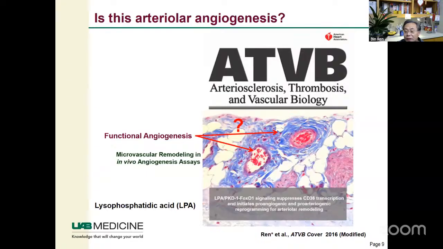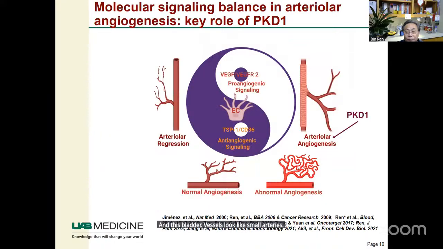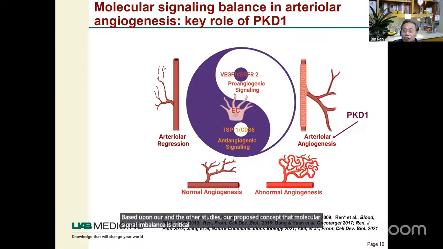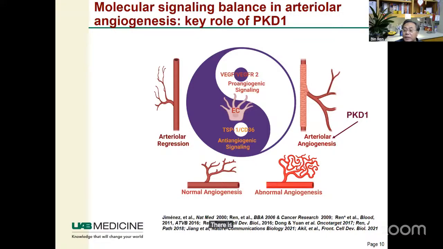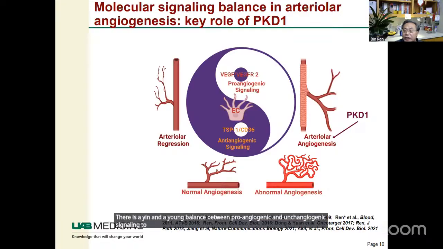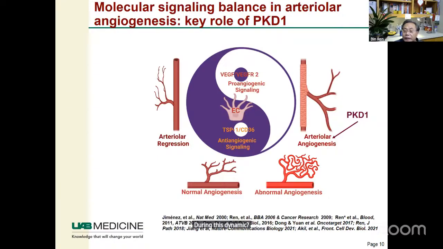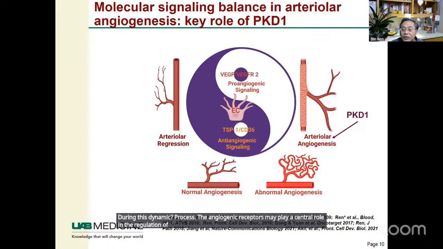And these blood vessels look like small arteries. Based upon our and other studies, I proposed the concept that molecular signaling balance is critical in the regulation of arteriolar angiogenesis. There is a yin and yang balance between pro-angiogenic and anti-angiogenic signaling to control angiogenic phenotype. During this dynamic process, the angiogenic receptors may play a central role in the regulation of angiogenic signaling.